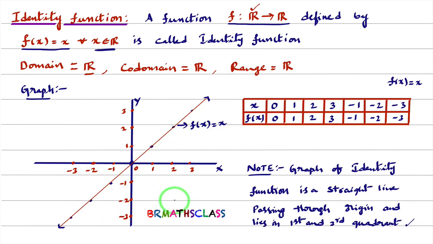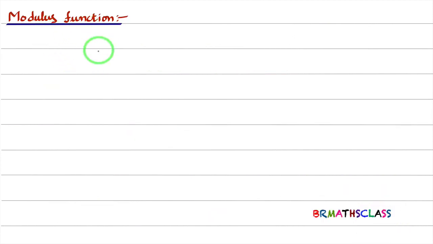In this class, we learn the definition of identity function and what the domain, codomain, and range of identity function are, and we learn how to draw the graph of identity function, the definition of modulus function, and examples to understand the definition of modulus function. And we will learn the domain, codomain, range of a modulus function, and how to draw the graph of modulus function. First, we will learn the definition of modulus function.